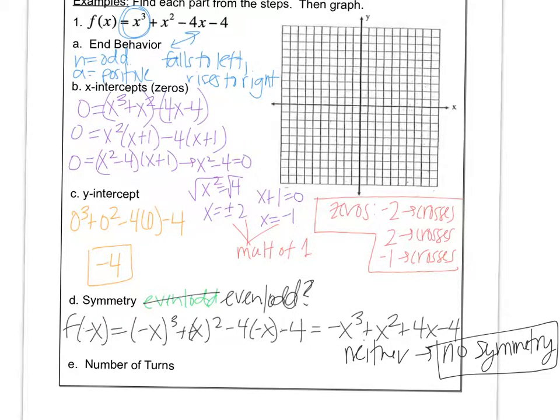And then the last thing we're doing is, when we graph it, we can figure out how many turns it's supposed to have. For the number of turns you use the formula n minus 1. N is your highest degree. What's my highest degree? 3. What's 3 minus 1? 2. It's going to have 2 turns max. A maximum of 2 turns.